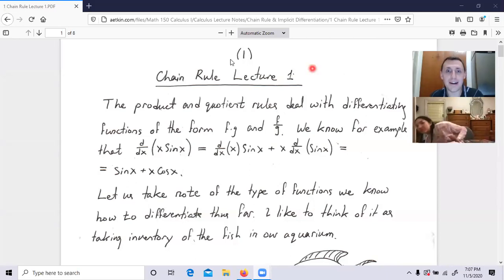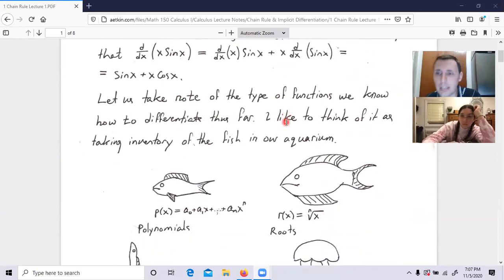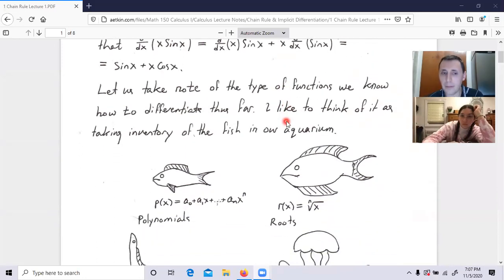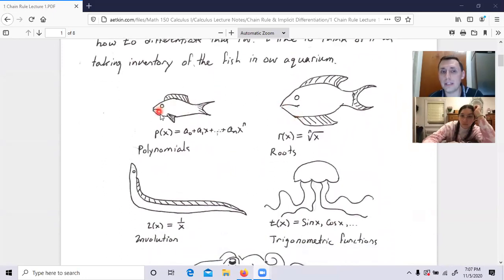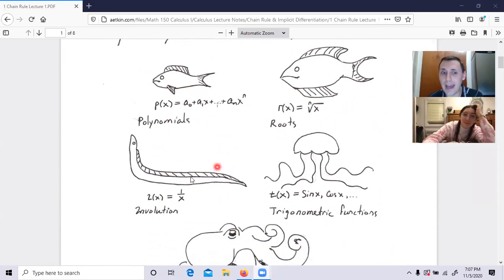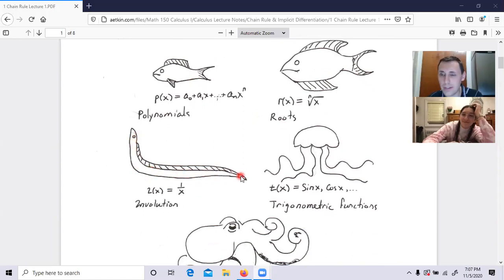So here is what we are going to understand now. We already know how to take derivatives of x times sine x or use the quotient rule. Now let's take account of what animals live in our sea of mathematics. What are we familiar with? Well, we are familiar with polynomial fishes. So this fish is a polynomial. We have radical fish, correct? We have involution fish.